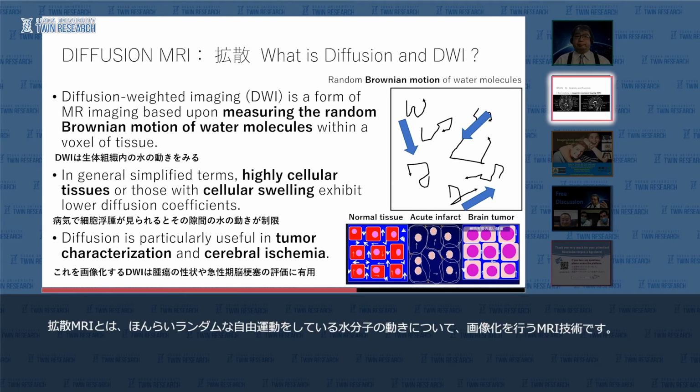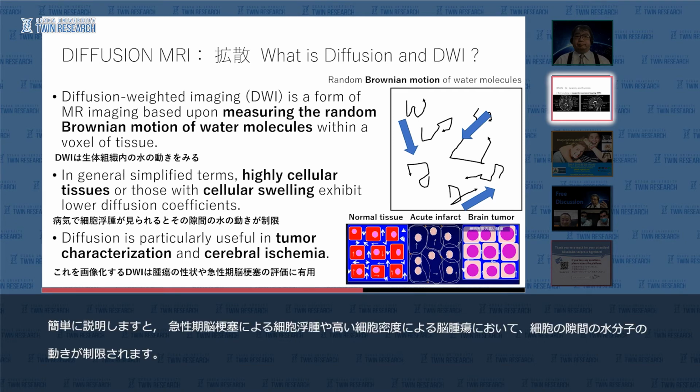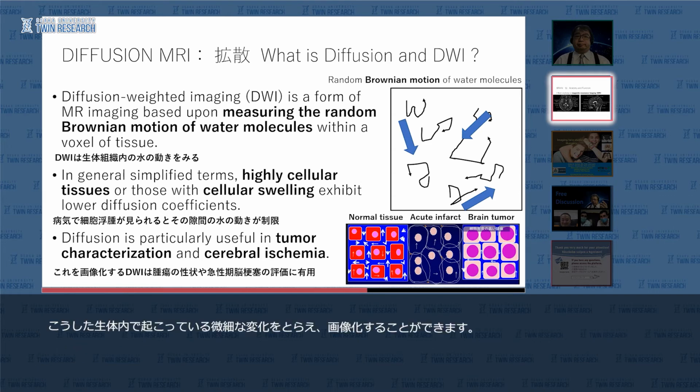So first of all, what is diffusion and DWI? Diffusion weighted imaging (DWI) is a form of MR imaging based on measuring the random Brownian motion of water molecules within the voxel of tissue. In general simplified terms, highly cellular tissues or those with cellular swelling exhibit a lower diffusion coefficient. Diffusion is particularly useful in tumor characterization and acute cerebral ischemia.